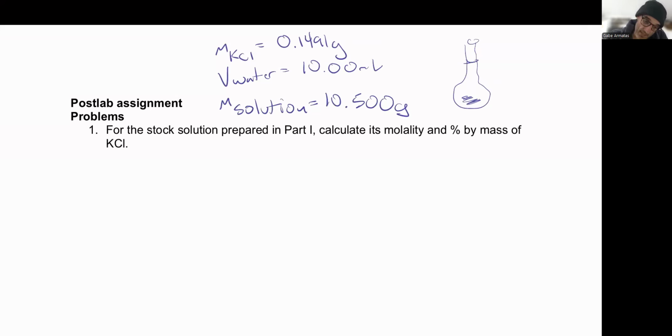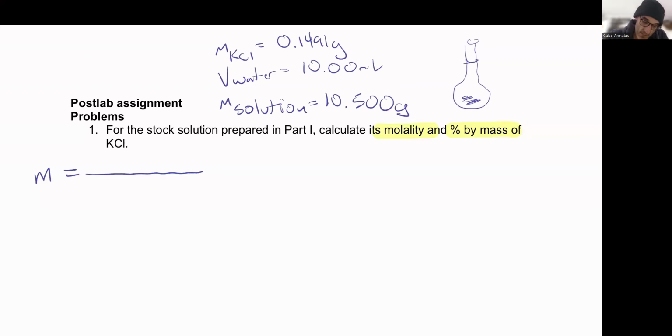So I'm asked to calculate two things: the molality and the percent mass of the KCl. Let's start with molality. Molality is lowercase m, and I always tell my students to start at the end. Let's start at where we need to go. So I know what I need to solve for. Instead of writing down all the numbers I have and making a decision, let's just go to the end.